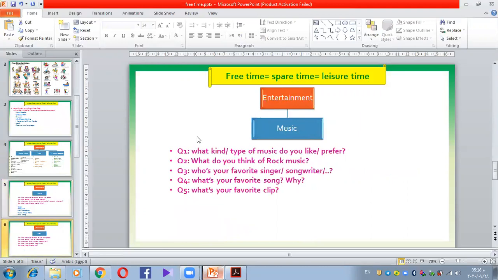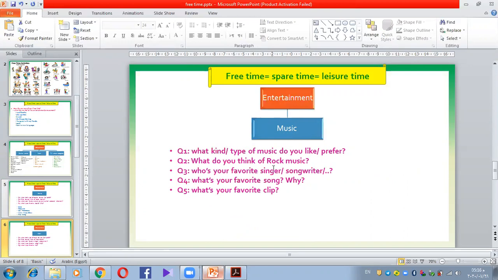Then we have music. What kind or type of music do you like or prefer? I like classical music, for example. What do you think of rap music? I don't like rap music. Who is your favorite singer or songwriter?